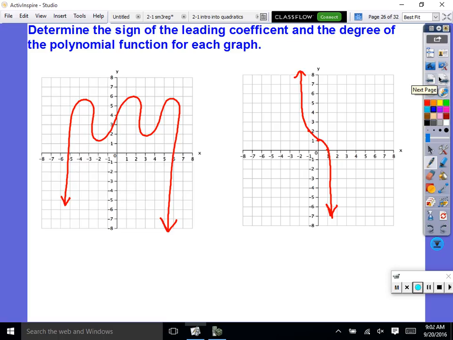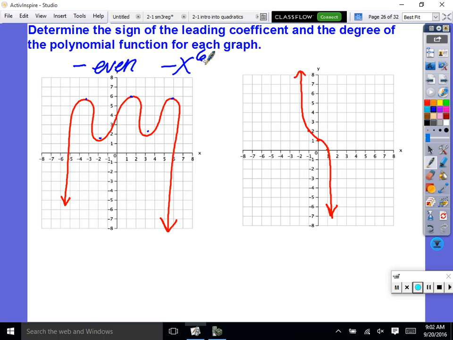So what about these ones? We see it's down and down, so won't it be even? Yes. And it's a negative in front, correct? Yep. So we know it's negative x something, or negative something, negative 2x or whatever. So we know, and then there's 1, 2, 3, 4, 5 turning points, so it must be degree 6.